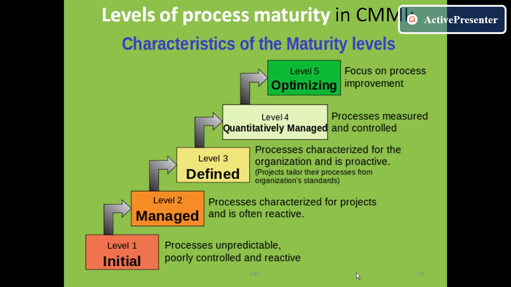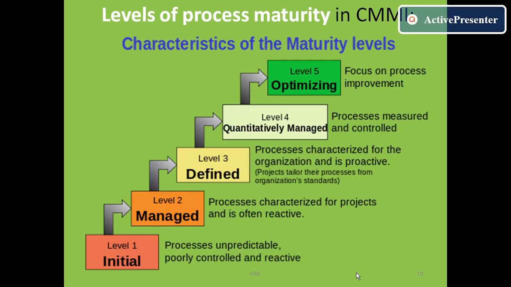Then, after achieving this task, the organizations reach level 3, that is the defined level, in which the processes are characterized for the organization and are proactive. That is nothing but projects tailor their processes from organization standards. That is, the projects are built by considering some standards which are predefined. So in software we have many standards. Those are IEEE, ISO, etc.